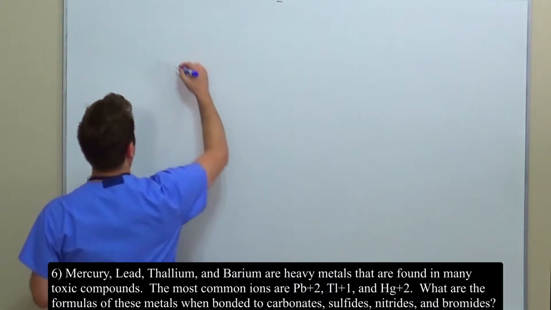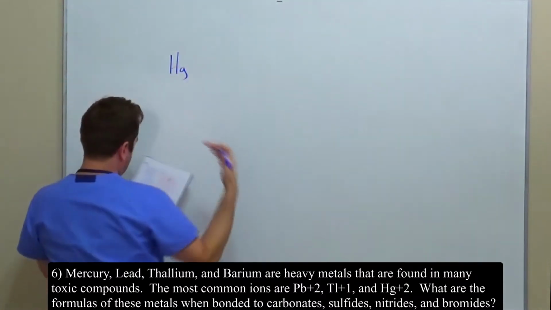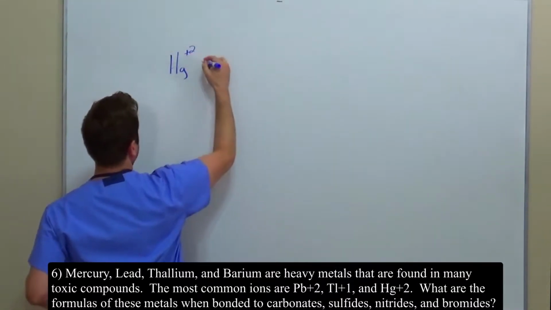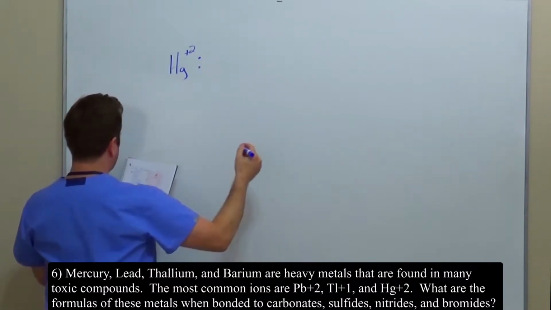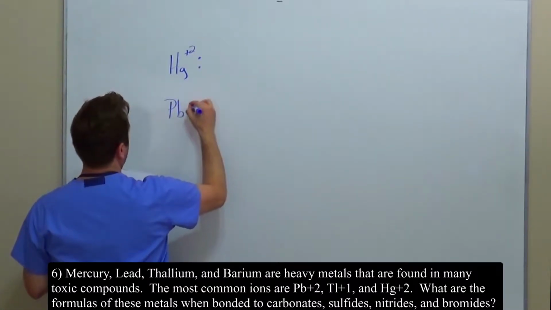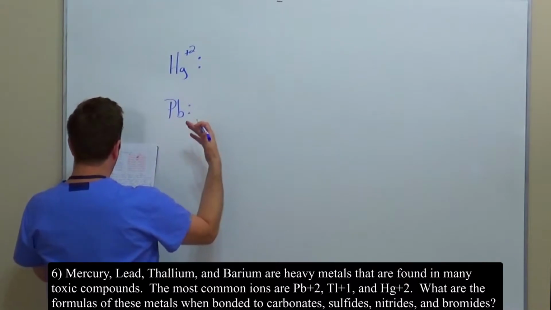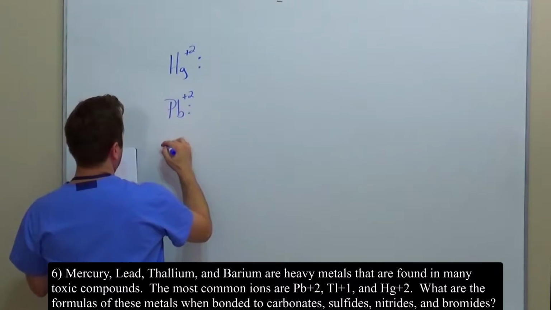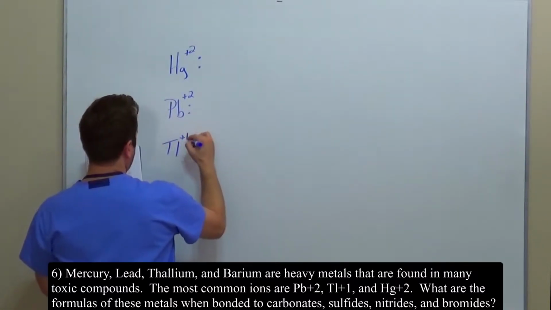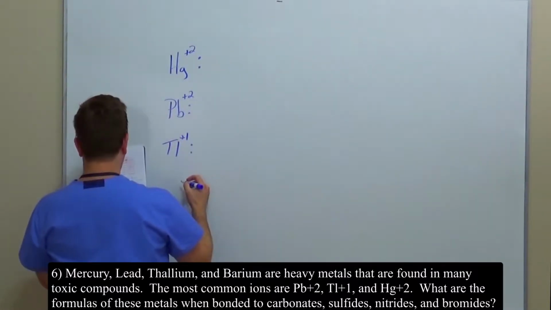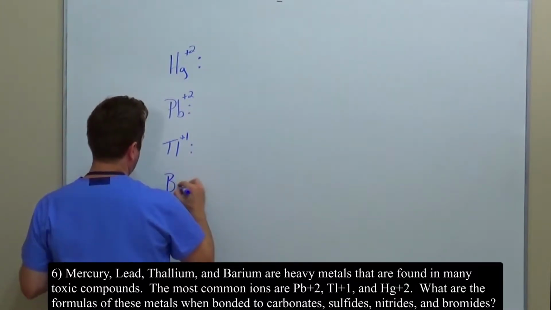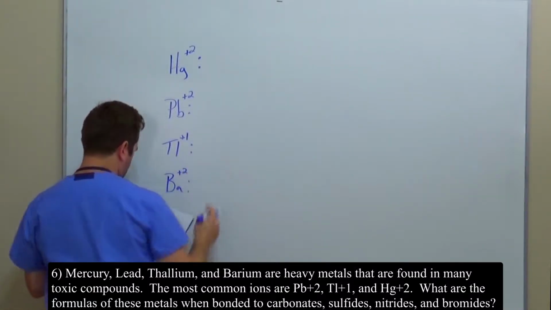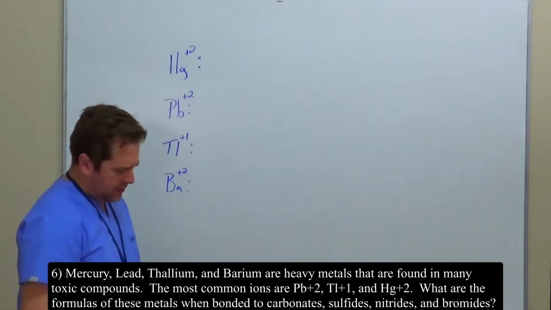First of all, we have mercury, and it said the most common form would be mercury-2. So I'm going to make a little note here as far as the oxidation number. And then next we have lead, and the most common oxidation number of lead would be, again, +2. We have thallium, it'd be +1. And then we have barium, just Ba. And barium is a group 2 element, so +2. Okay, cool. And then what are we bonding it with?